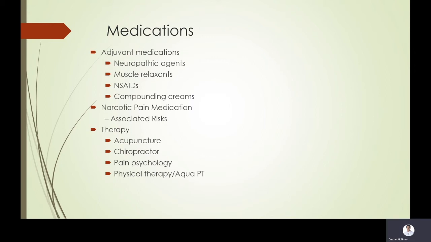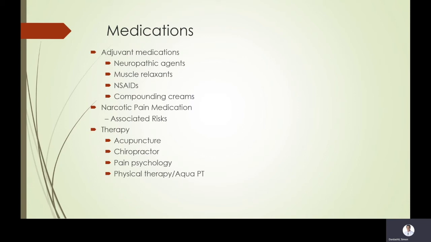Another common category of medication are NSAIDs, which are anti-inflammatories, such as Aleve, Motrin, naproxen, ibuprofen, meloxicam, nabumetone. They all are anti-inflammatories. And whenever you get muscle tension, arthritis, joint pain, tendon pain, there's a component of inflammation that worsens the pain that needs to be addressed.